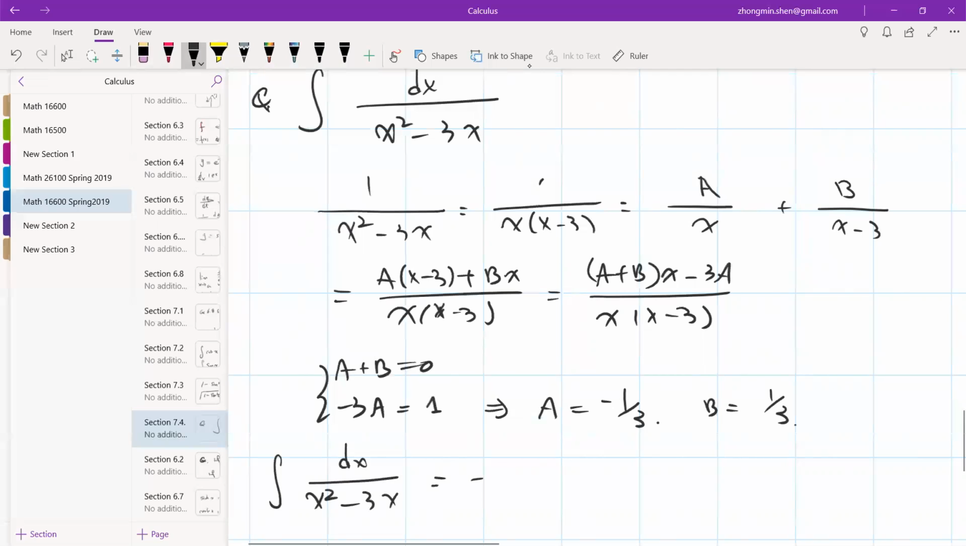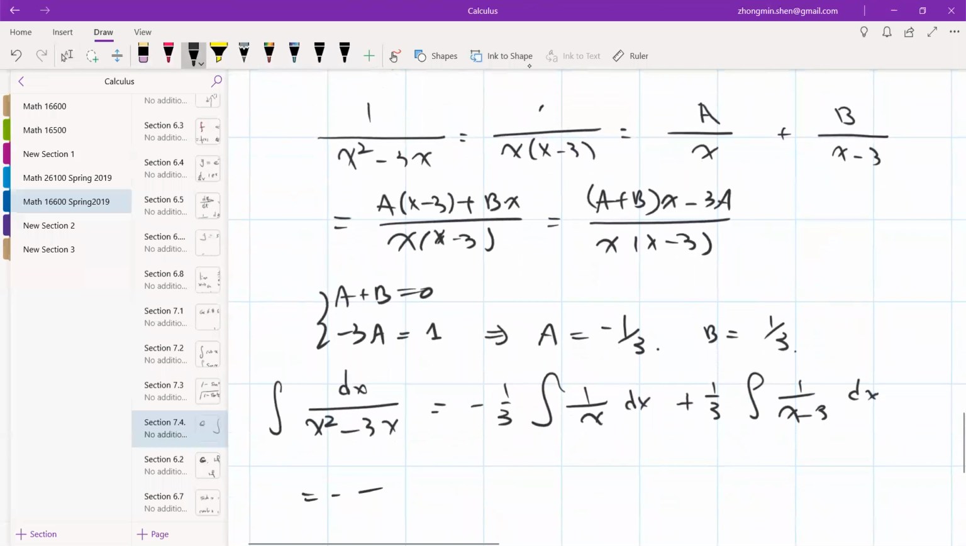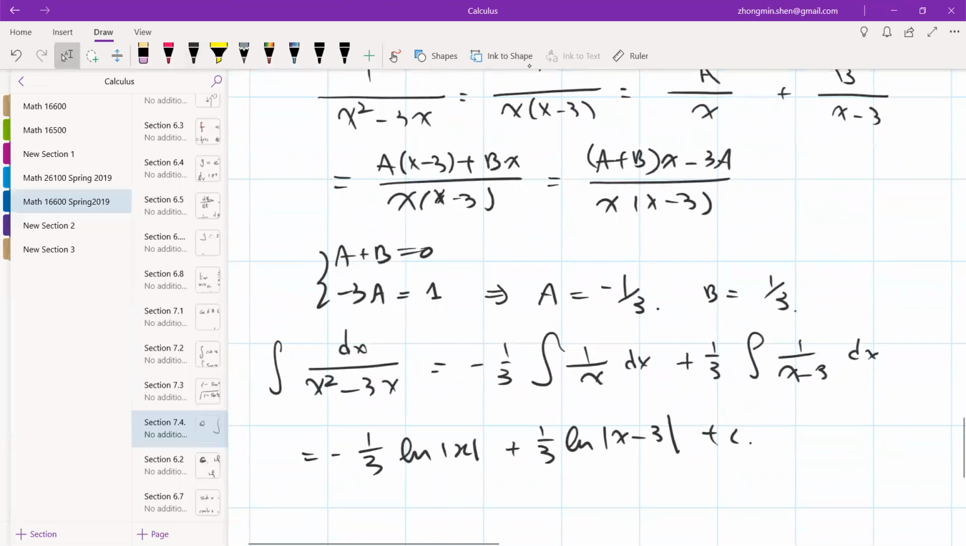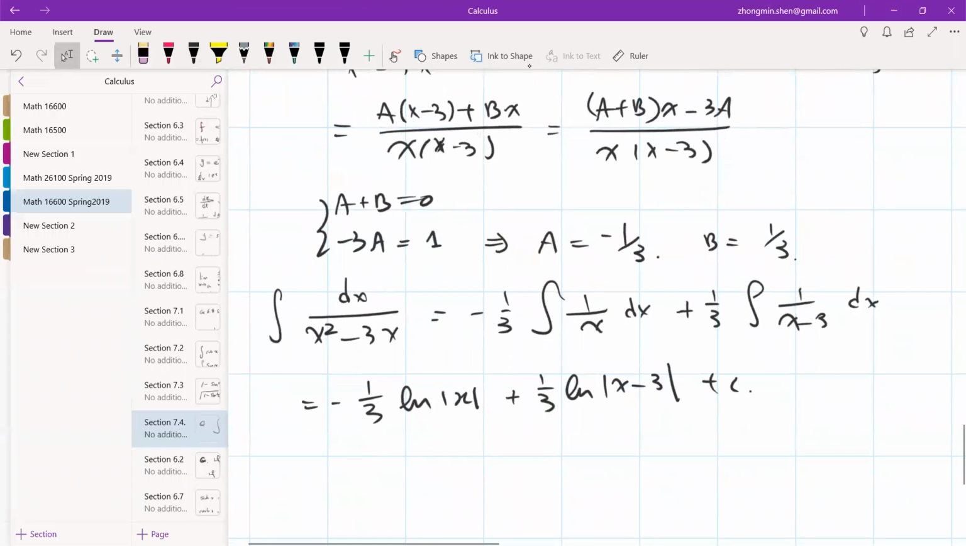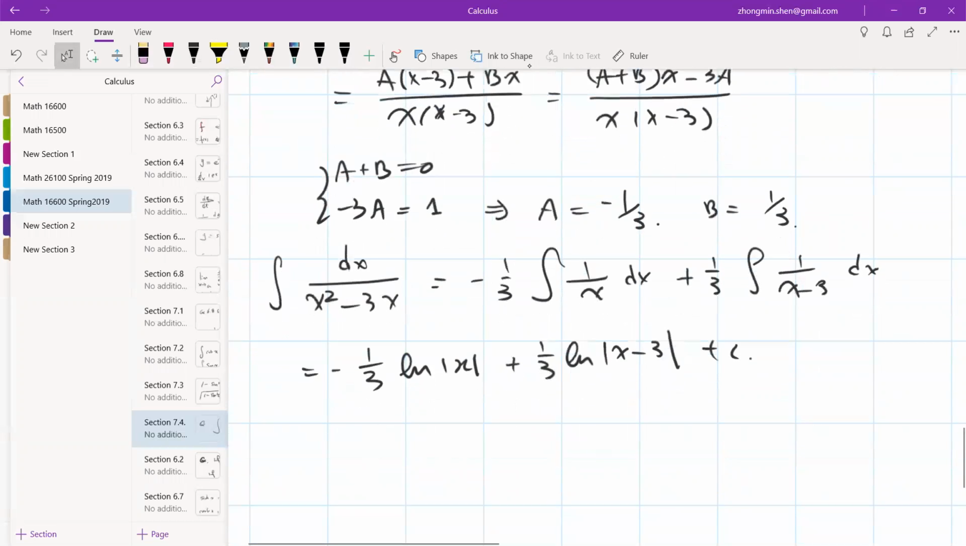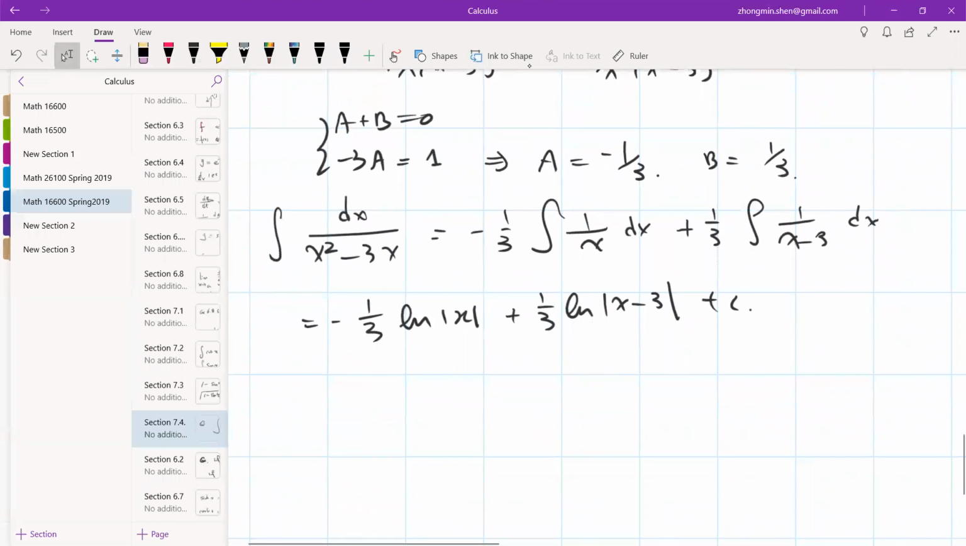And a is negative 1/3, integral of 1 over x. b is positive 1/3, integral of 1 over x minus 3 dx. Okay? And then we get negative 1/3 natural log of x plus 1/3 natural log of x minus 3. So this is the same answer as above. So there are two different ways to solve the problem, if the numerator is 1 and the denominator is a quadratic function.